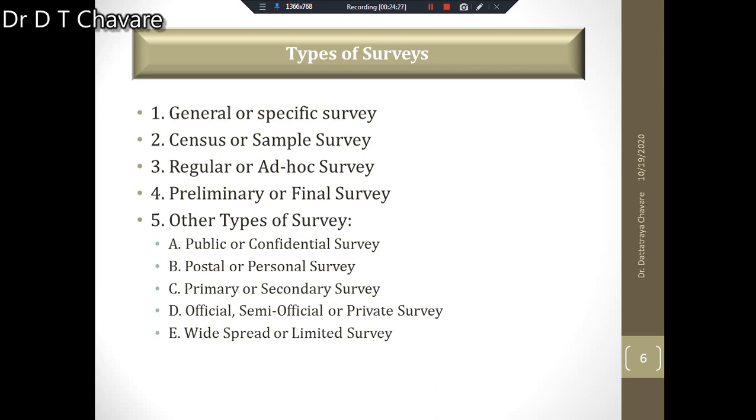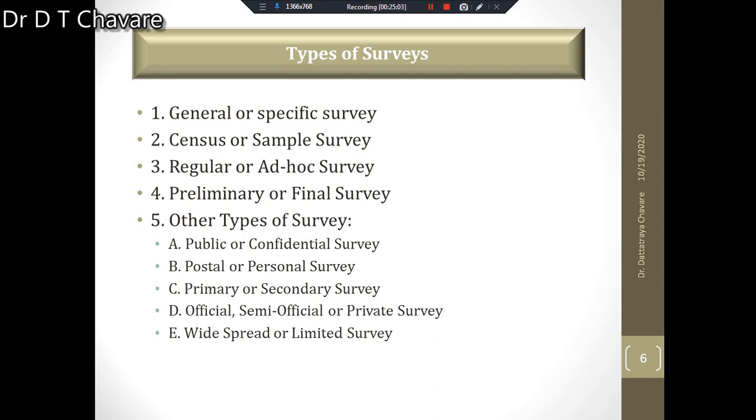Then the next type is also there, official survey, semi-official survey and private surveys. Okay, these are also the types on the basis of authority conducting the survey. And the last type I have also mentioned here for our knowledge and study purpose, that is widespread or limited survey. This survey is conducted on the basis of aspects or areas covered. Okay, in this way these are the different types of survey.